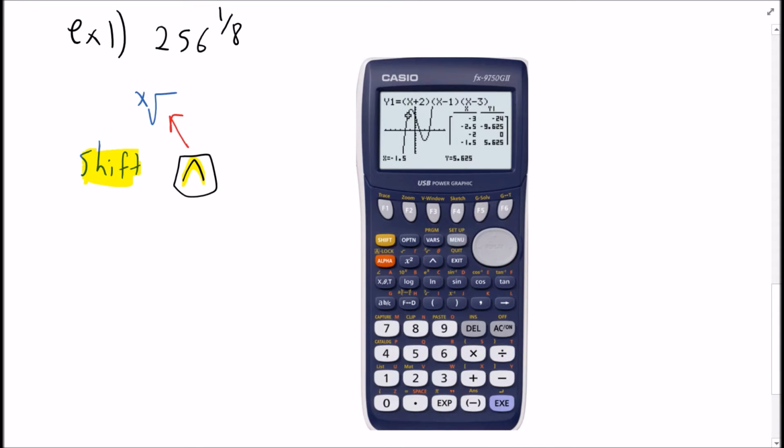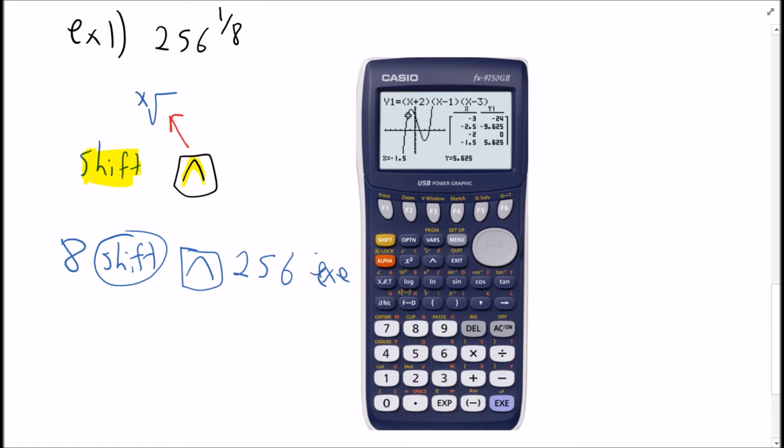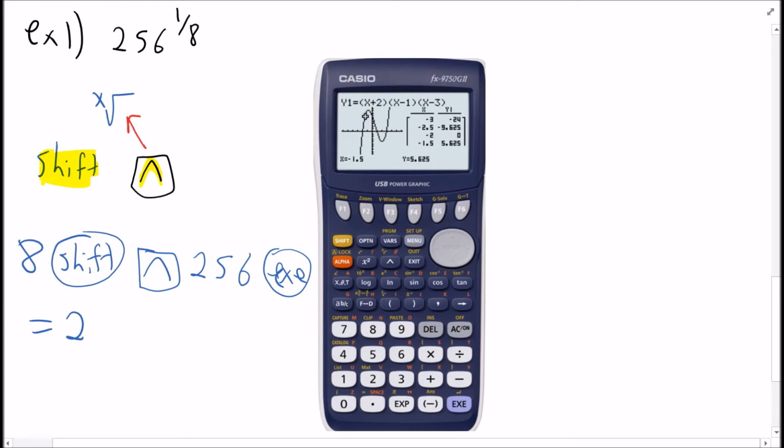So before we hit that though, they want us to actually enter in the root. So what I would do is I would enter in 8, then I'd push shift, then I would push this button here, and then enter in 256. And then push EXE, and that would tell me that the answer is 2.